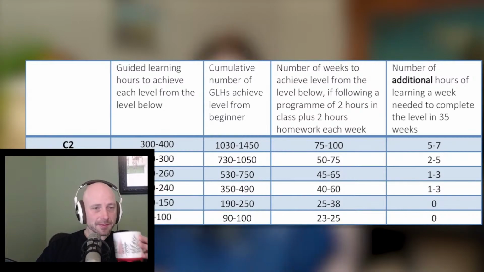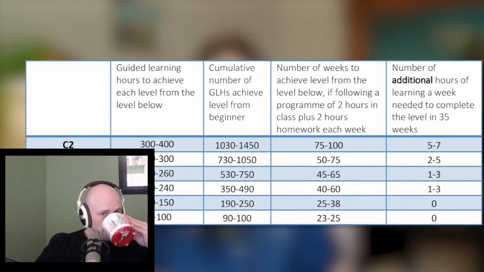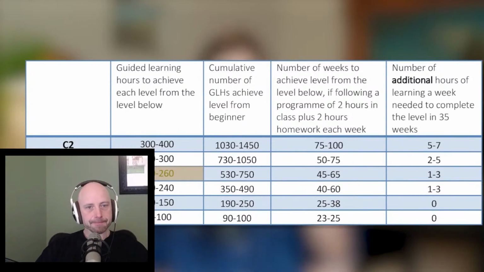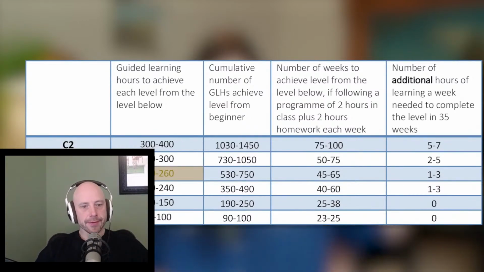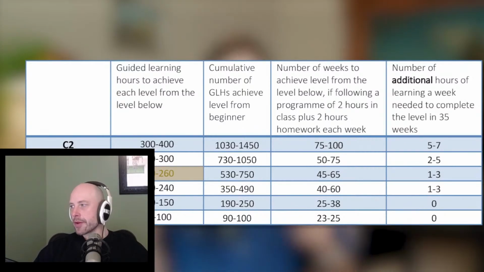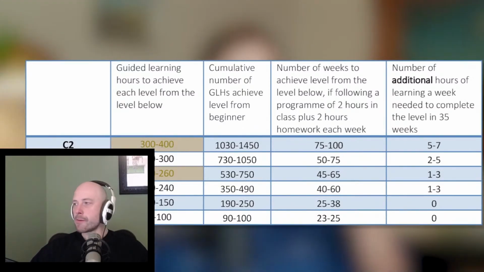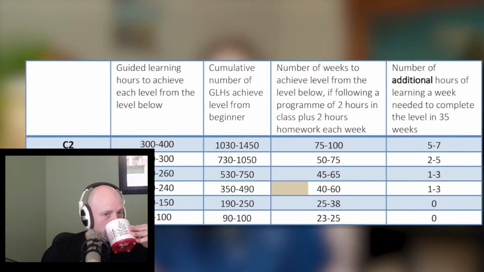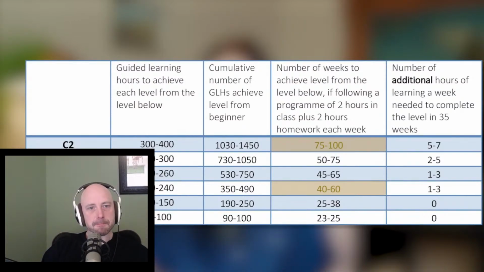So for example, if you're at B1 now, you will need at least 180 hours to become B2. But if you're at C1 level and you want to become C2, almost a native speaker, you need at least 300 hours. And at this level, we're talking accent. We're talking pronunciation of the most advanced words. If we convert that into weeks, you need at least 40 weeks to get from B1 to B2, but you need at least 75 weeks to go from C1 to C2.